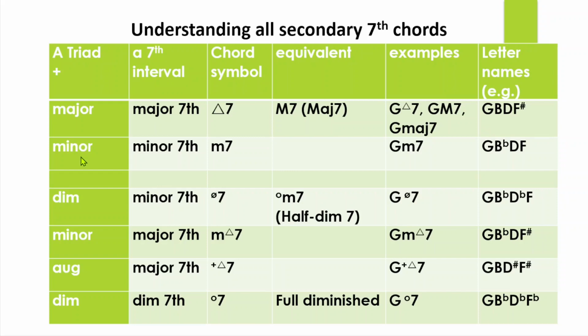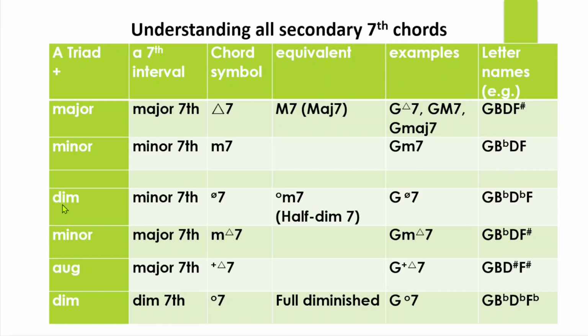The second type is minor minor 7, and we call it minor 7 chord. A minor triad plus a minor 7 interval on top. Small m7 as the chord symbol, an example of G minor 7 chord. It spells as G B flat D F.